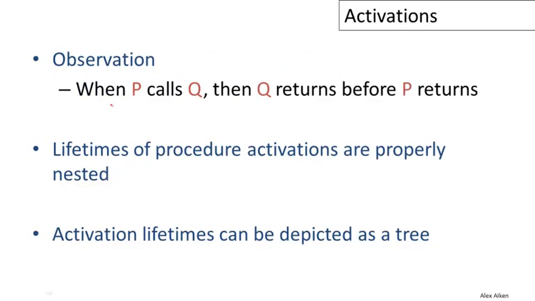From the assumptions that we gave a couple of slides ago, we can make a simple observation, and that is that when a procedure P calls a procedure Q, then Q is going to return before P returns. And what that means is that the lifetimes of procedures are going to be properly nested. And furthermore, that means that we can illustrate or represent activation lifetimes as a tree.